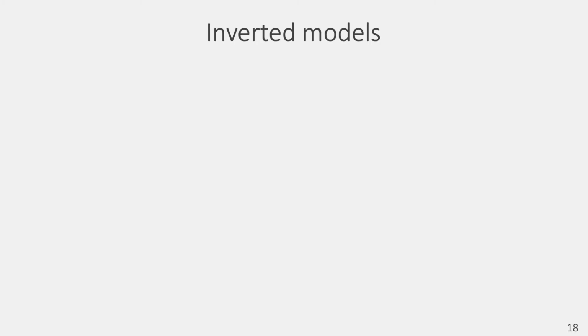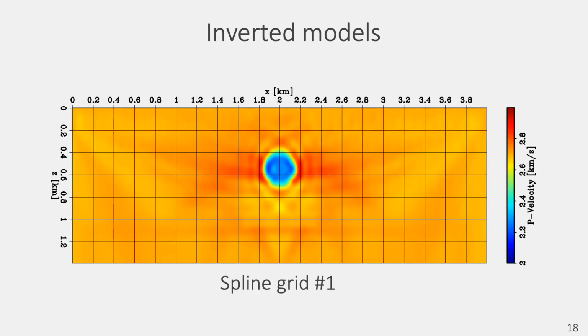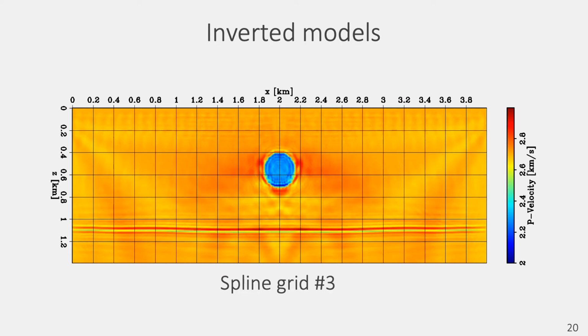Let me now show you a sequence of 3 FWIME inverted models, and each panel will correspond to the inversion on a given spline grid. This is for spline 1, this is for spline 2, and this is the FWIME inverted model on the last spline grid, which coincides with the finite difference grid. The result is very accurate, and the shadow zone located between the bottom of the anomaly and the horizontal interface is well recovered. Initially, the Born component was inserting sharp interfaces that were mispositioned because of the missing low wave number in the initial model.